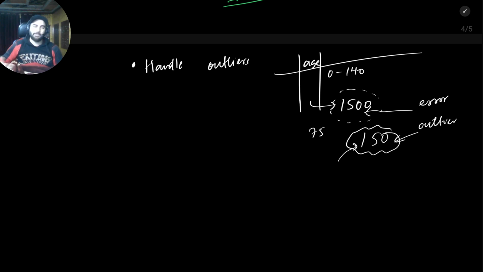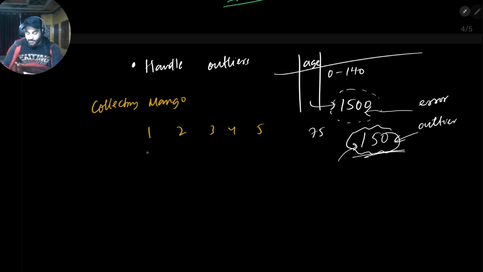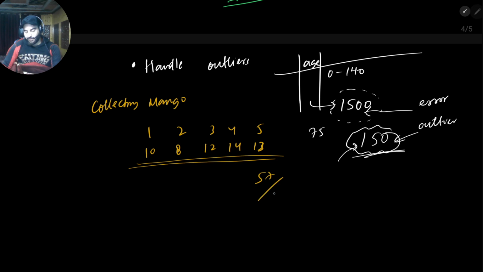Do you trim the values, or do you cap these values? Because these things make the data skewed. Let me give an example so you understand why we have to handle these outliers. Let's suppose we are collecting mangoes, and we have five people. I am collecting 10 mangoes, somebody 8, 12, 14, 13, something like this. If you compute the average value of this, 10 plus 8 is 18, 18 plus 12 is 30, 44, 57. So 57 by 5. The average here is somewhere around 11 point something.